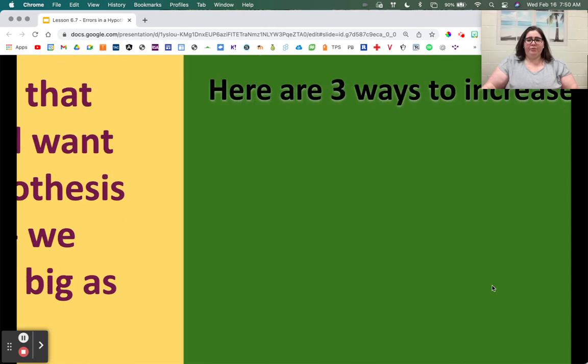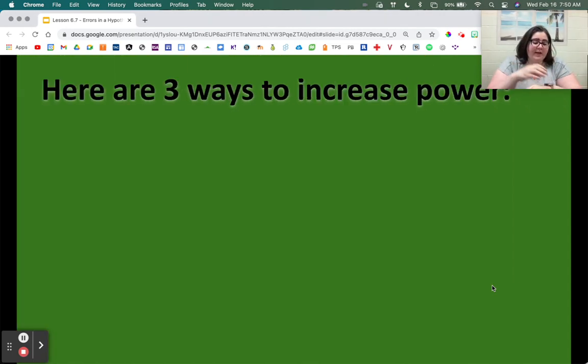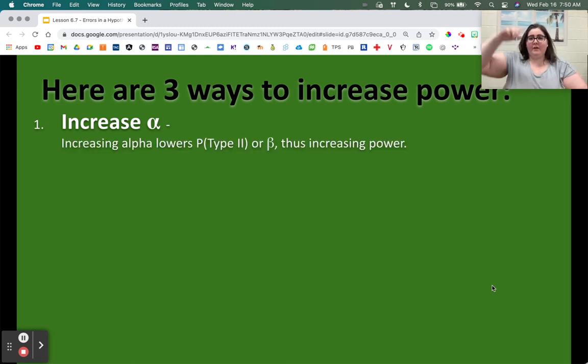So there are three ways that we can increase power in a hypothesis test. One way is to increase alpha. The way this works is that increasing alpha, remember alpha and beta, which is type 1 and type 2, act in opposite of each other. So if alpha is going up, beta or type 2 is going down. And remember, power is 1 minus beta. So if beta is going down, power is going up. So they all affect each other in that way.